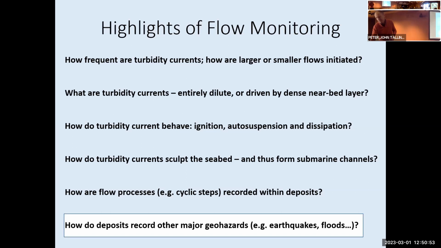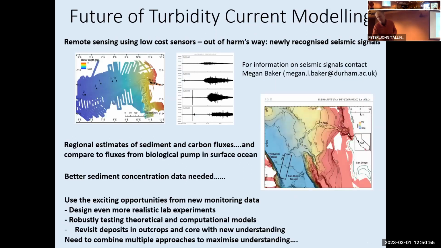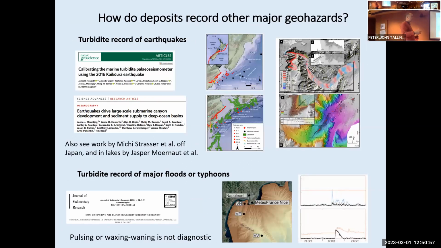And then I think this is the last slide, yeah. The last thing that's got really interesting is whether turbidity currents can record other hazards. So as I'm chatting to Wenyan, there's been a vigorous debate, particularly for the Cascadian margin, about whether these flow deposits, turbidity current deposits and turbidites, can record the major earthquakes along the Cascadian margin.